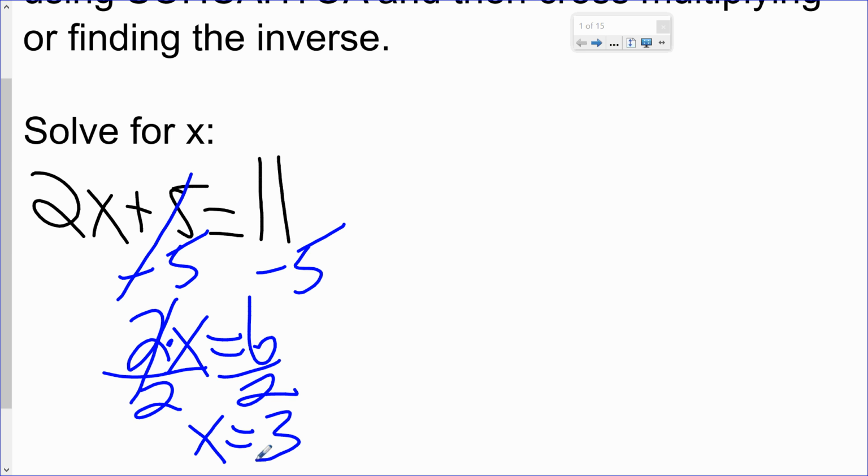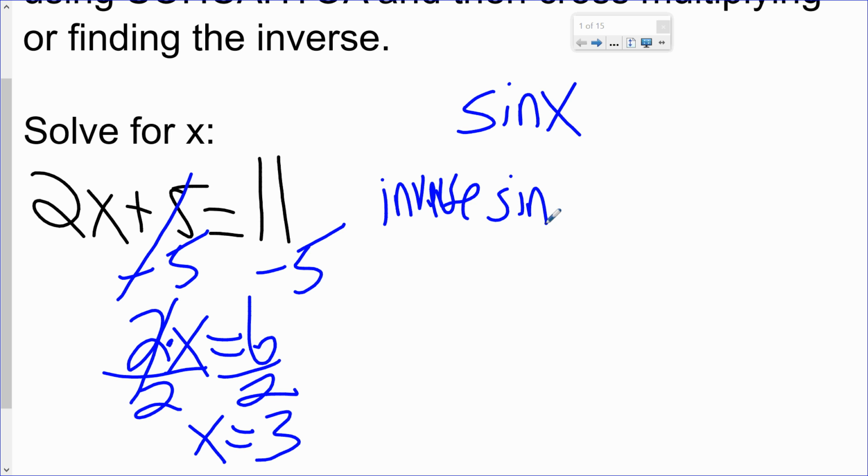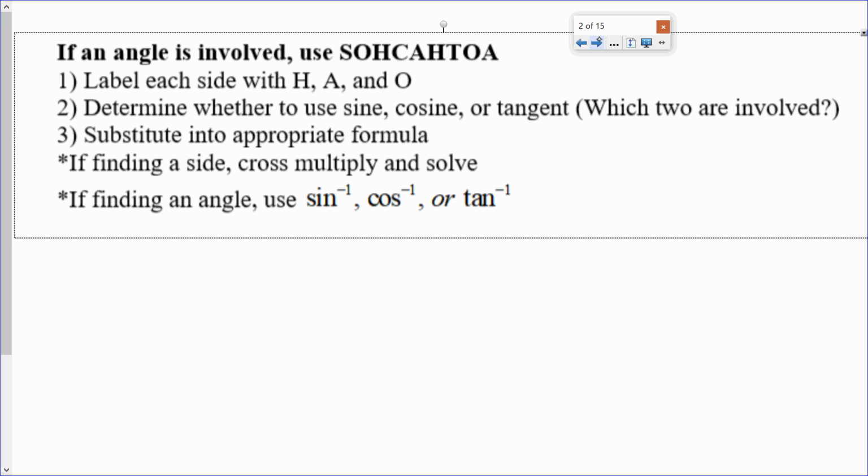Now, when we're dealing with something like sine, which we're going to be learning today, the inverse of sine is literally called inverse sine. And the symbol for inverse sine is sine with a little -1 exponent. And that's going to be how we're going to get sine, cosine, and tangent to cancel with inverse. So let's go through our first example and go from here.